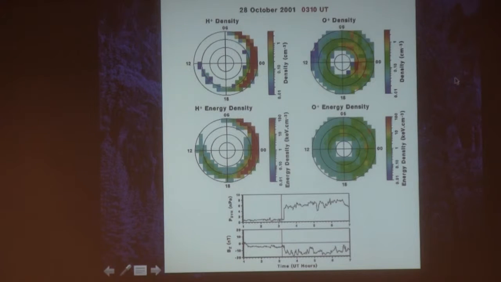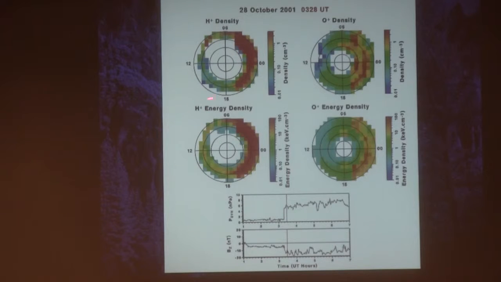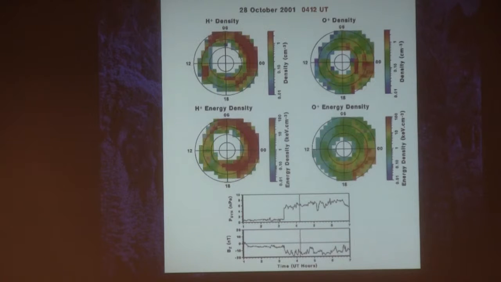And we're going to see two things. First of all, when the storm hits at 320 UT, you see a broader partial ring current here, and you can see that very quickly it fills out to be a complete ring current on the day side as well. O plus densities are elevated, but not as high.